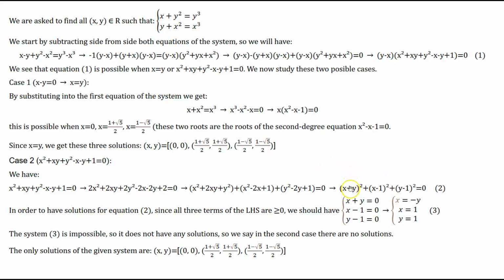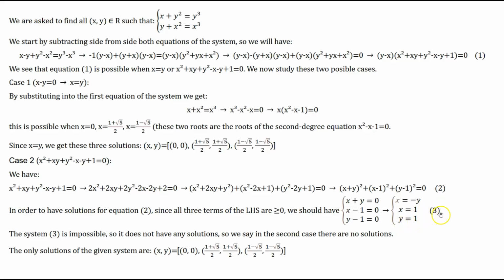Now, given that these three terms are always positive or at their minimum equal to 0, in order to have equality in equation number 2, the three terms on the left hand side should all be equal to 0. We should have that x plus epsilon is equal to 0, x minus 1 is equal to 0, and epsilon minus 1 is equal to 0. Or that x is equal to minus epsilon, x equal to 1, and epsilon equal to 1.